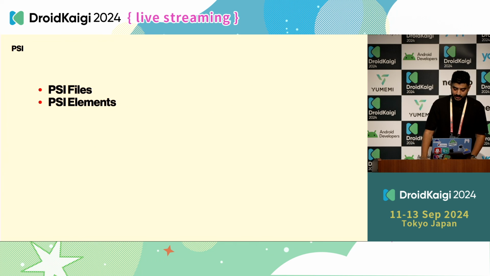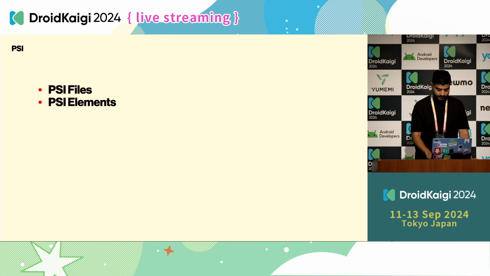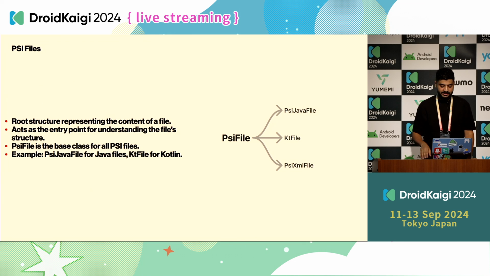And to understand PSI, we need to dive into two main components, PSI files and PSI elements. A PSI file is the root structure that represents the content of your file. It acts as the entry point for your understanding of the file structure. The PsiFile class is the base class for all PSI files. However, you typically won't work directly with PsiFile. Instead, you will use more specific classes based on the language that you are targeting. For example, if you are working with Java files, you will be using PsiJavaFile. If you are working with Kotlin, you will be using KtFile, and so on, with any different language that you are targeting.